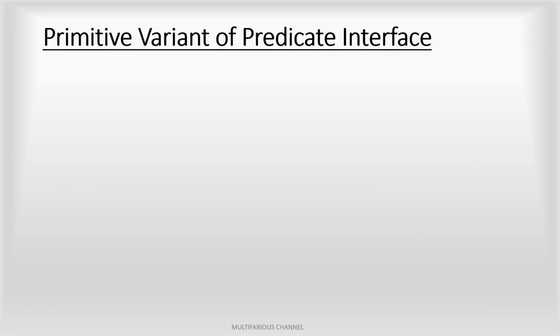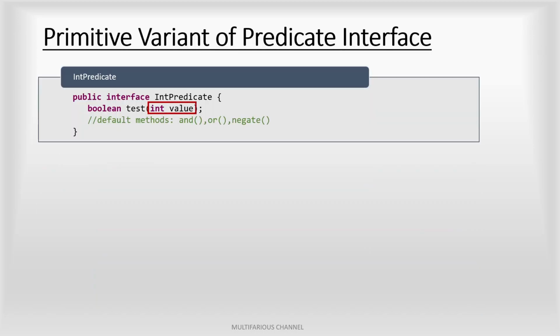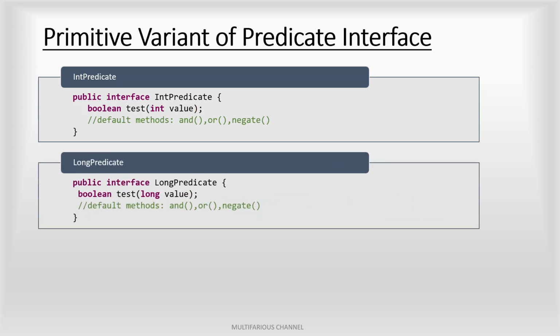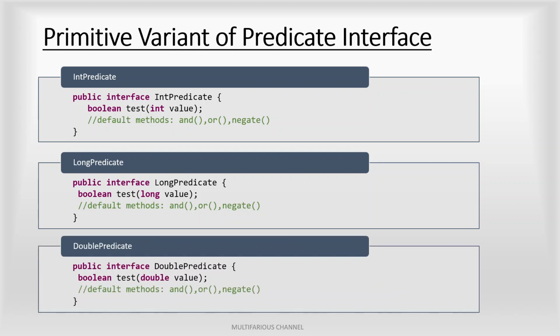All these interfaces have the same test method as the regular predicate interface, but it takes a primitive type argument as the input type and returns a primitive boolean value. So here you can see that the input parameter for IntPredicate is an int value. Similarly, the input parameter for LongPredicate is a long value. And lastly, the input parameter for DoublePredicate is a double value. Now let's understand this with a quick example.